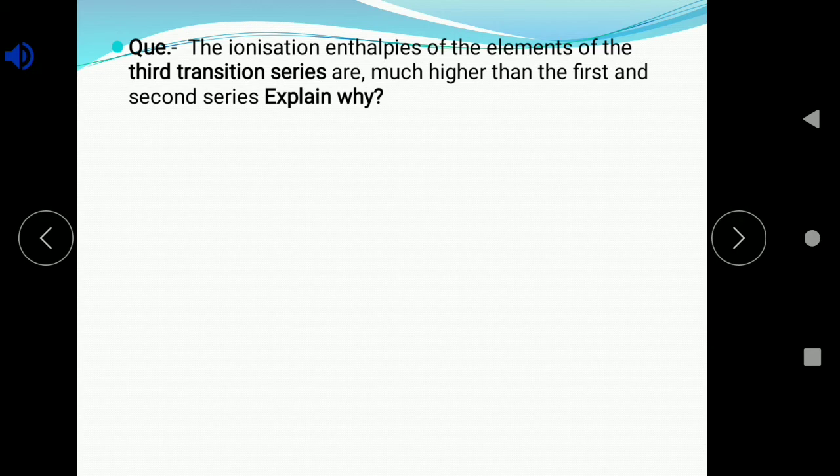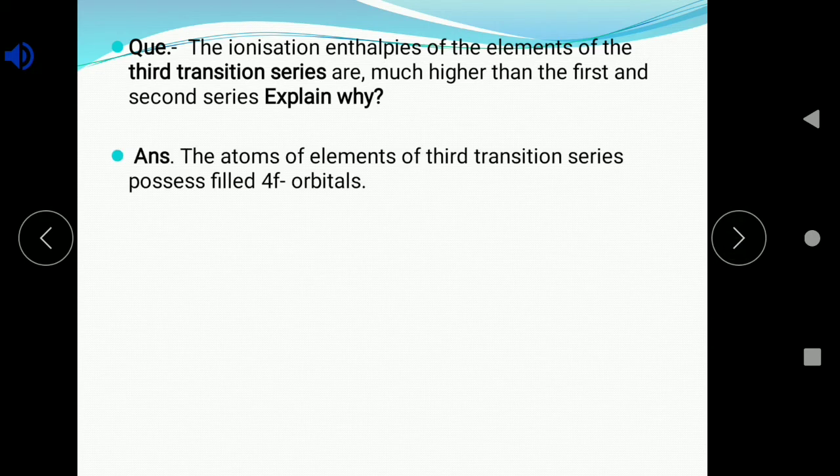What will be the answer? The answer is like this. The atoms of the elements of the third transition series have 4f orbitals. Now, in the first and second transition series, that is 3d and 4d series, there are no f orbitals. 4f electrons are introduced in the third transition series, as the atomic number increases by 14 units directly.